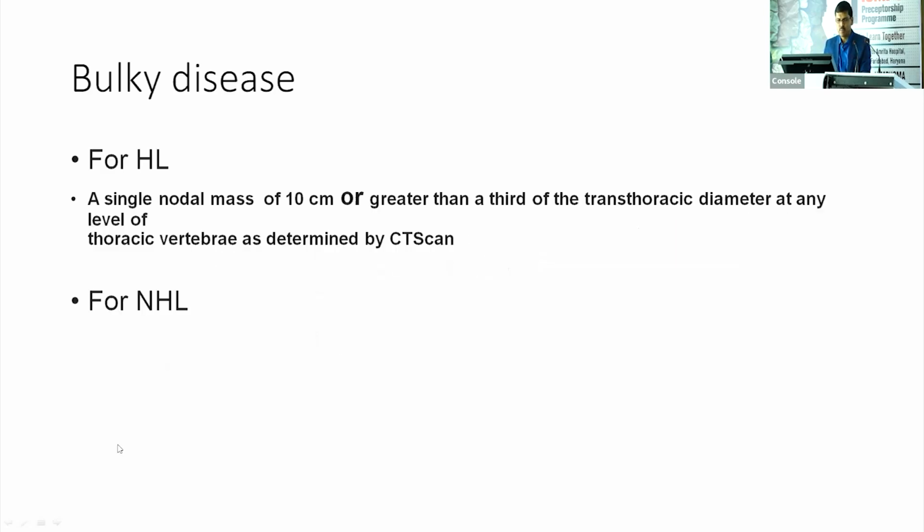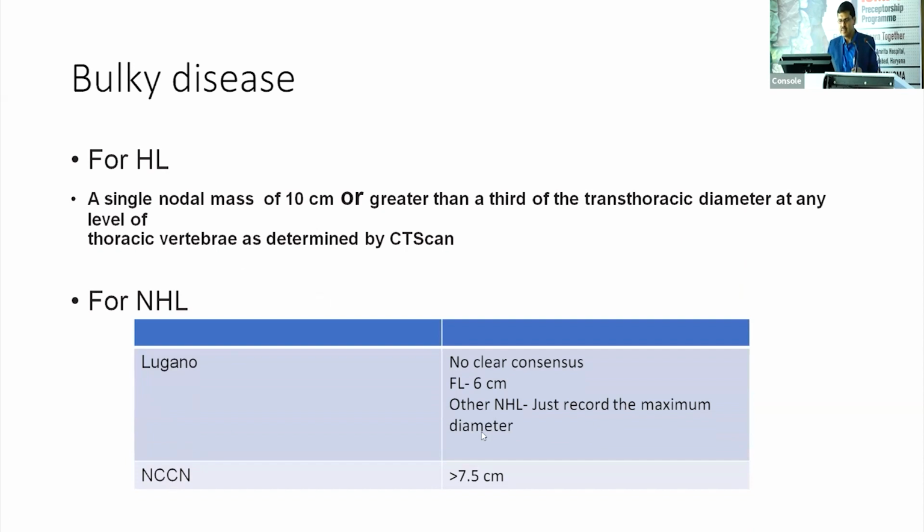Coming to bulky disease, not much debate. For Hodgkin lymphoma, it used to be 10 centimeter. It is still 10 centimeter, the longest diameter, or in the old era, 1/3 of the intrathoracic diameter on a chest X-ray, almost obsolete nowadays. For NHL, there is slight confusion. The Lugano classification staging system has no clear consensus on bulky disease for DLBCL. They say for NHL, follicular lymphoma, they believe 6 centimeter. For others, they have stopped. They say it is a continuous variable. You just record the maximum diameter and stop at it. No need to say whether it is X or not.